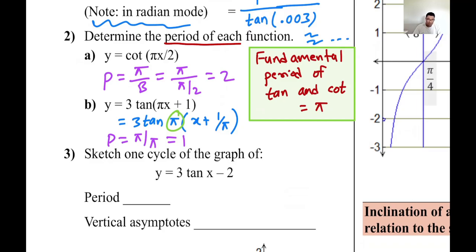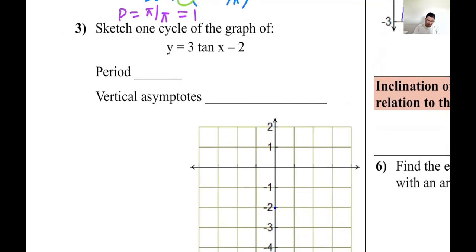Those ideas will be needed if you were to sketch the graph of those functions, which we will do for another example here. Sketch one cycle of the graph of 3 tan x. x is not modified, so the period does not change.